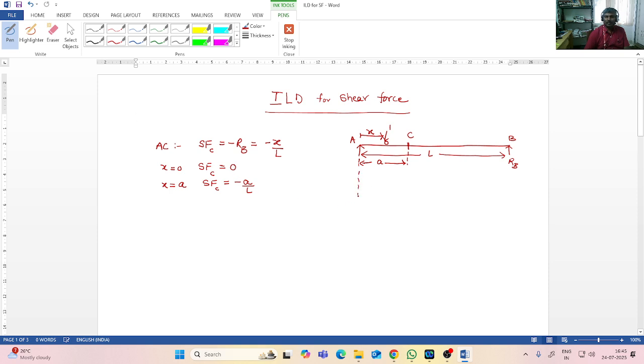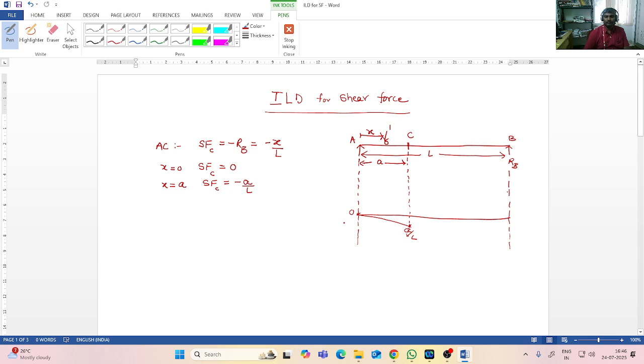So let us plot the diagram. Having a reference line, first have a reference line. Now drop point C onto this reference line. So now you can see this value is 0 here, and it is a negative value, so the value here is a by L.